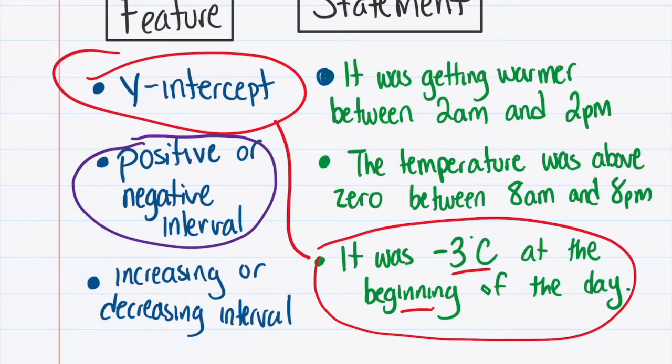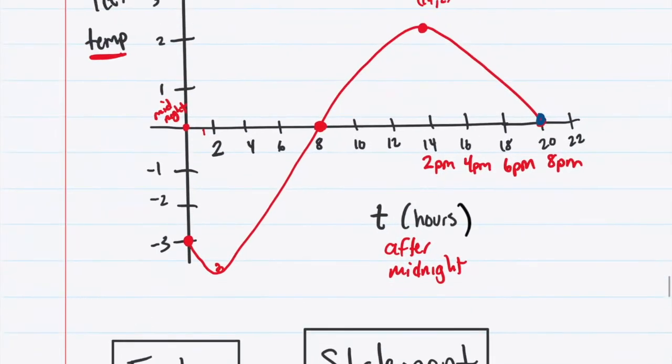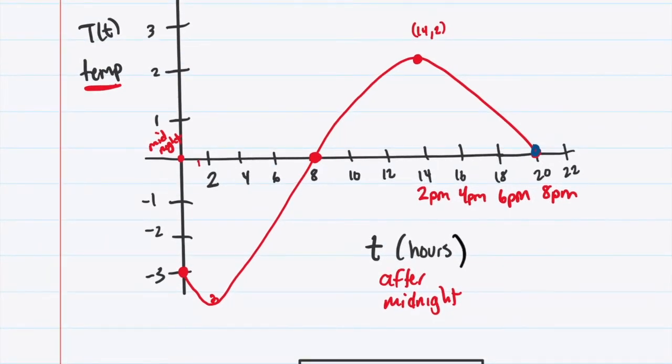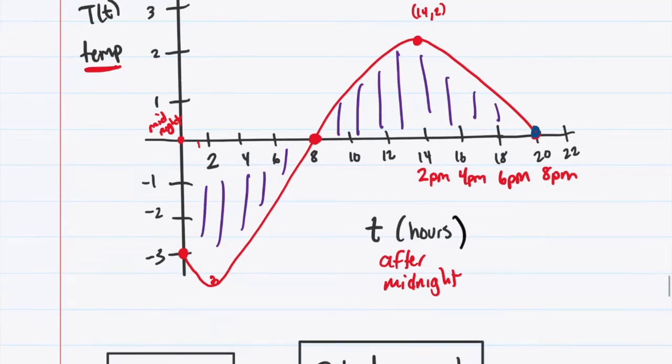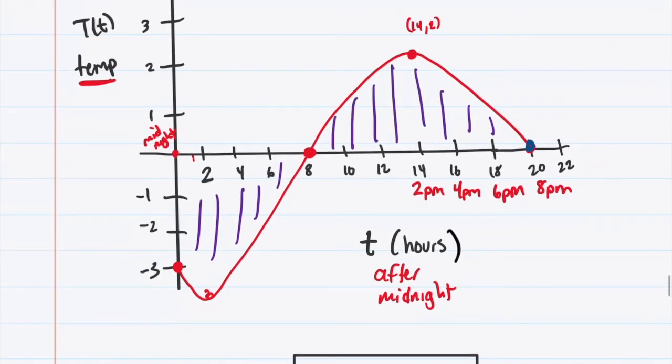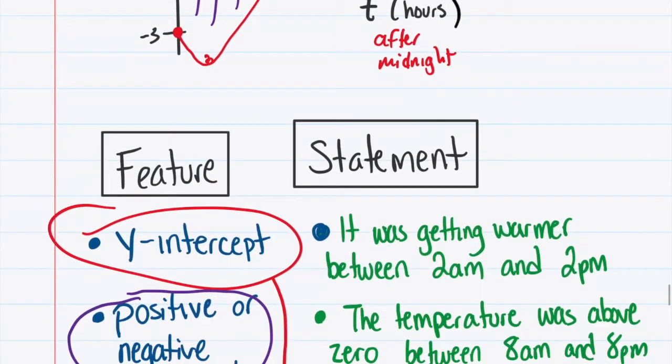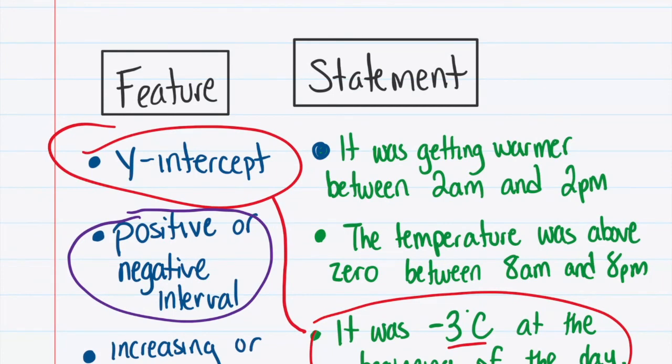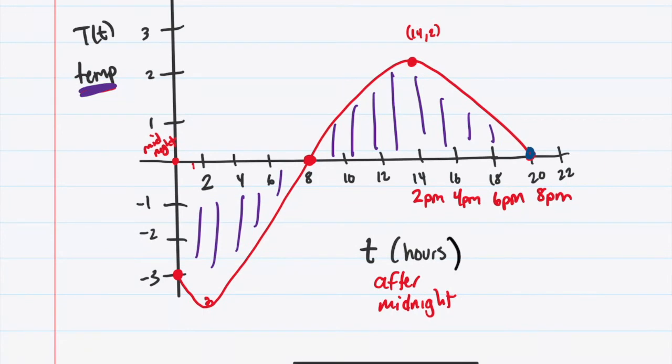Well, again, we're still talking about the y in the graph, but we talk about when a graph is above the 0, isn't that considered positive? And when the graph is below the 0, isn't that considered negative? So which one would talk about those specifically? Again, we're talking about the y, so we're still talking about temperature. So it was getting warmer between 2 a.m. and 2 p.m. Are we talking about getting warmer here? Between 2 a.m. and 2 p.m. right here. Okay, that's one.